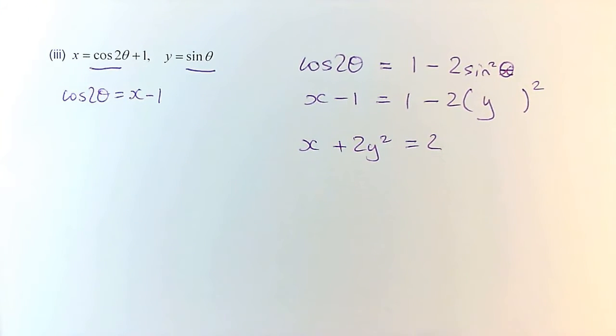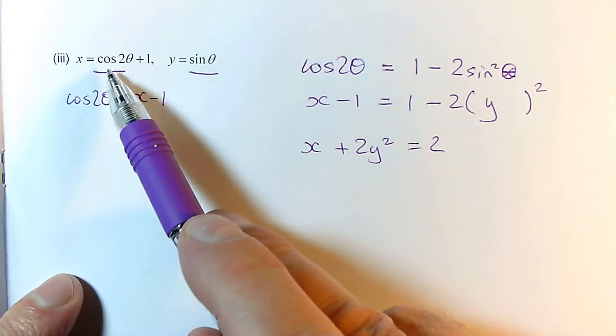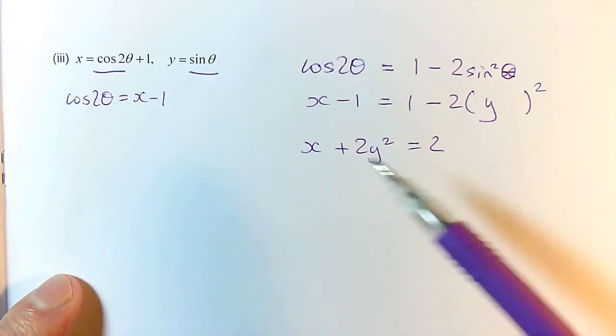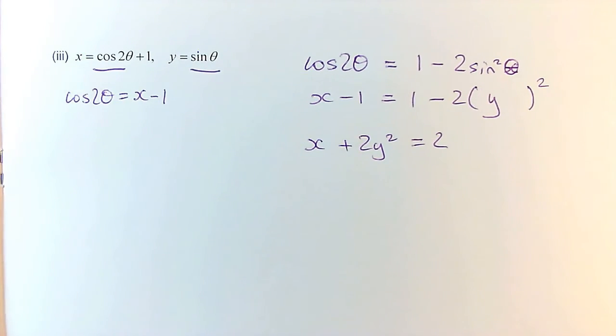So these were all simple ones where you had to come up with the trig identity that you needed, and then you made the trig terms the subject of these equations so that you could substitute nicely into the trig identity. Hope that helps with these.